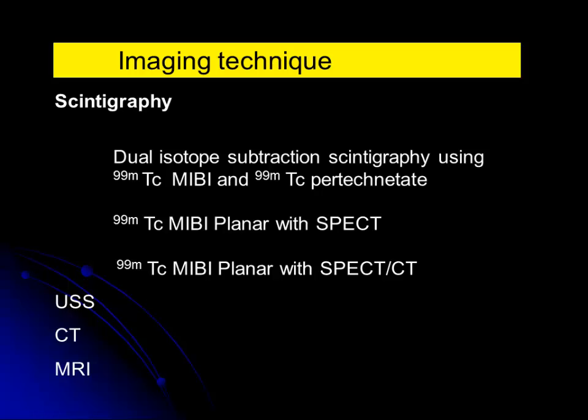In most centers, including ours, we use a single MIBI scan at two time intervals. Some other centers use dual isotope subtraction scintigraphy using technetium MIBI and pertechnetate. The other methodologies used are MIBI planar with SPECT, and MIBI planar with SPECT CT. Ultrasound is also used in cases where there are problems, where they need to characterize whether the abnormal findings seen on scintigraphy can be localized by morphology.